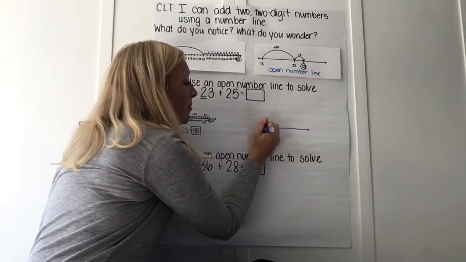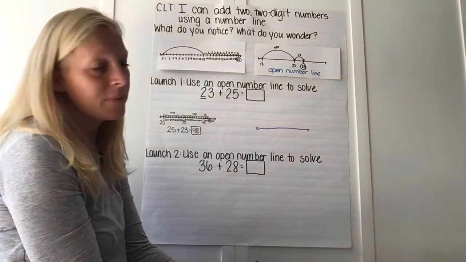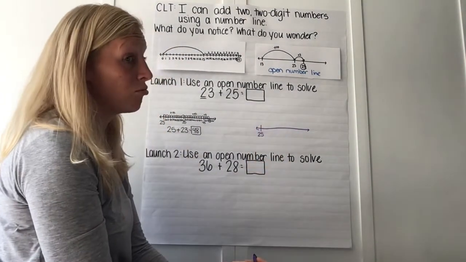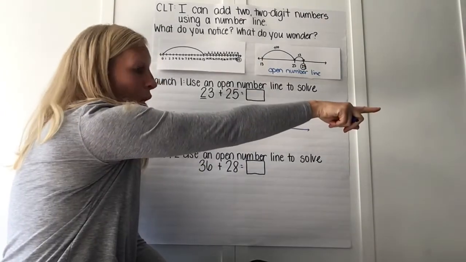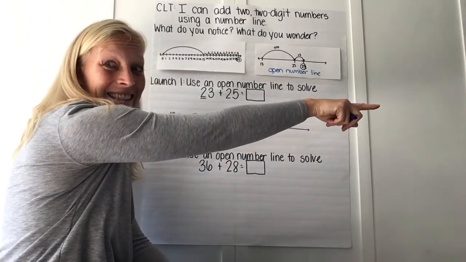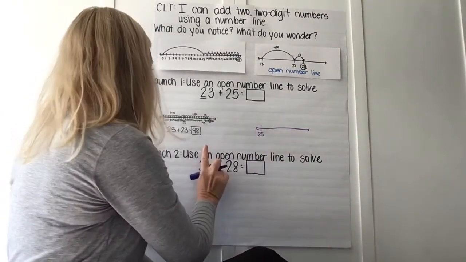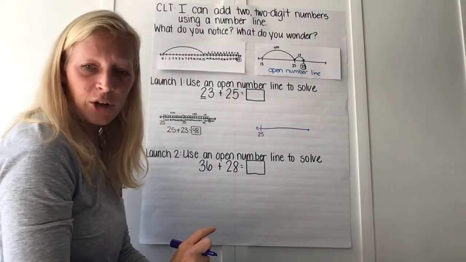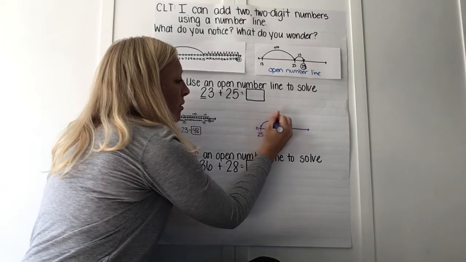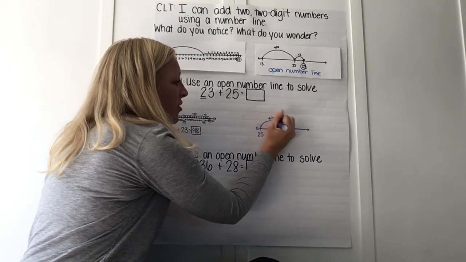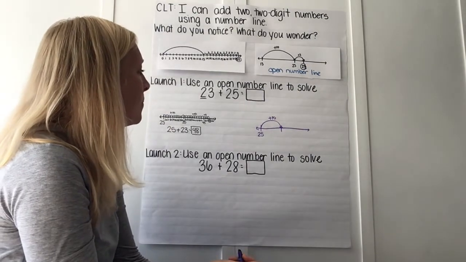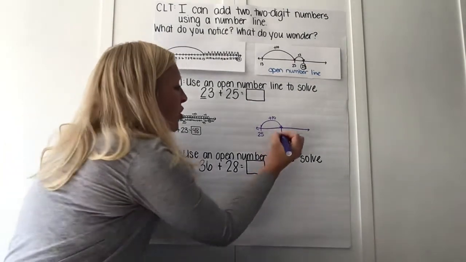Number line. Where'd you start? 25. Which way did you go? Zoop. Right. Yes. Like you're reading a book. Starting on this side, going that way. What are you going to do first? Make a big jump of 10. And how do you know which number you land on when you make that big jump of 10? How did you know you were landing on 35?